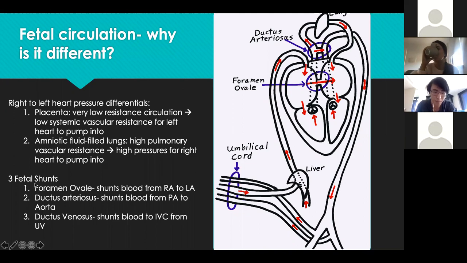So if we look at our different shunts here, we've got the foramen ovale, so that's connecting the right atrium to the left atrium. We've got the ductus arteriosus, which is shunting blood from the pulmonary artery to the aorta, and the ductus venosus, which basically shunts blood from the umbilical vein to the IVC to bypass the liver. So yeah, this is very different to the adult heart, where the left side is the higher pressure system.